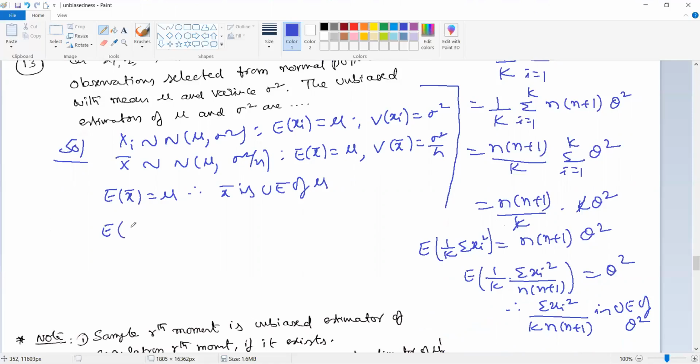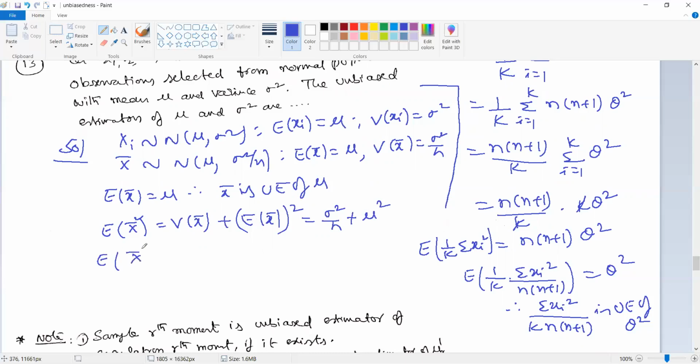Here, E of x bar square is equal to variance of x bar plus E of x bar whole square. That is equal to sigma square by n plus mu square.